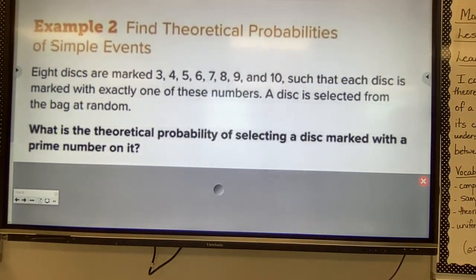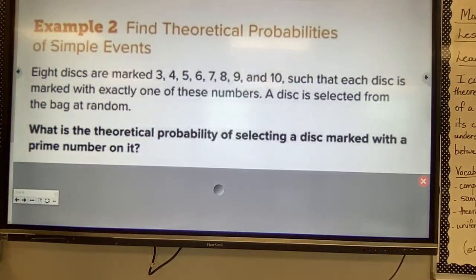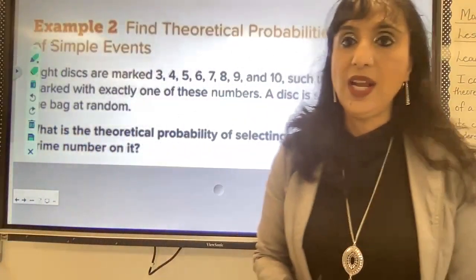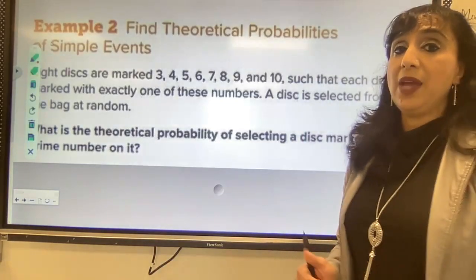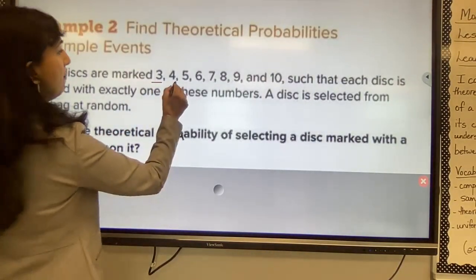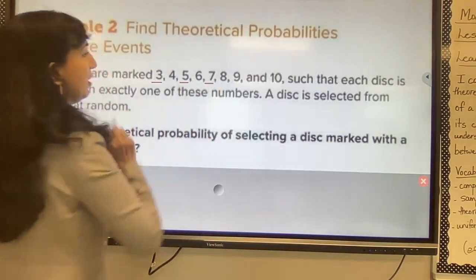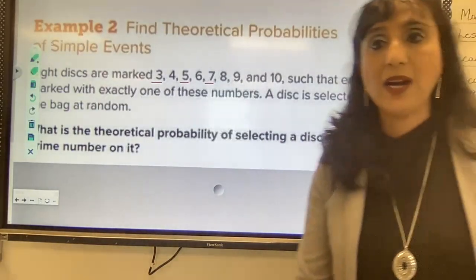Okay, so now when we are going to do this, we are going to look at which ones are the prime numbers over here. A prime number is one which is only divisible by itself or 1. Okay, so let's look at that. And I can see that my prime numbers here are 3, 5, and 7. All right, so I have 3 prime numbers. The rest of the numbers are composite numbers.